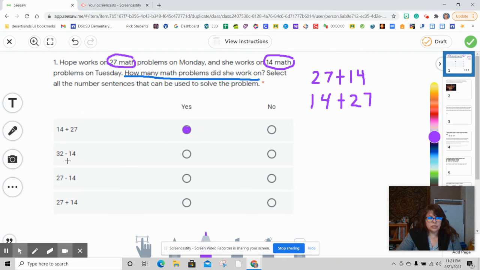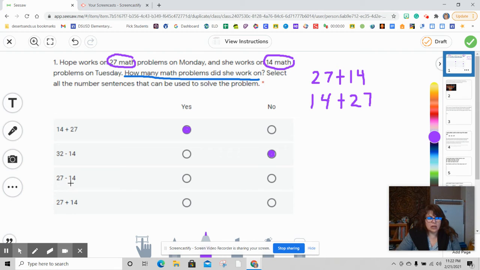Then it says 32 take away 14. Well, I don't even have 32 in my number sentence. And it's not a subtraction because they only give me the information about Monday and Tuesday and how many problems she worked on. And then they want me to know how many she worked on altogether. So that would not be a good choice. So that would be a no. That's 2 points right there, guys.